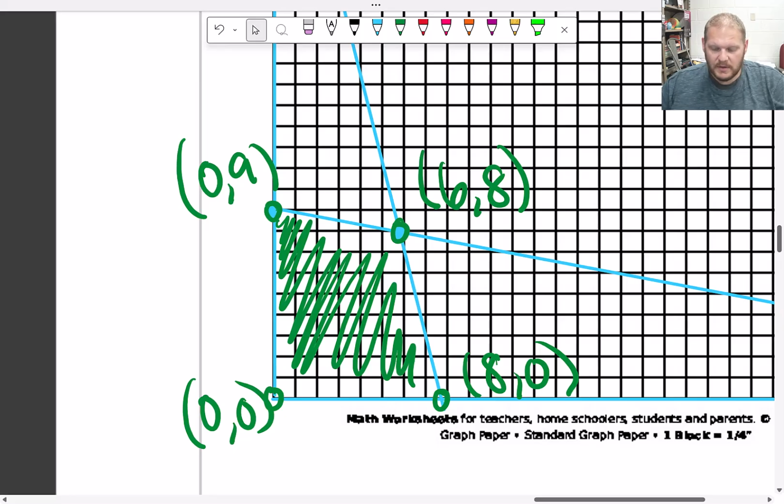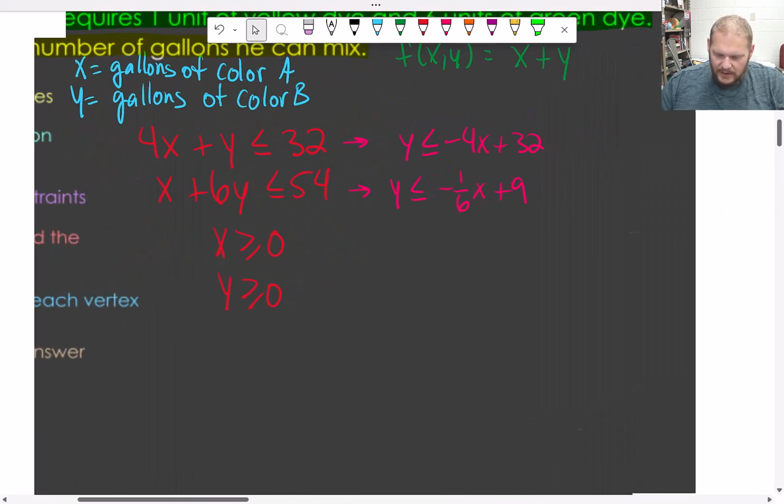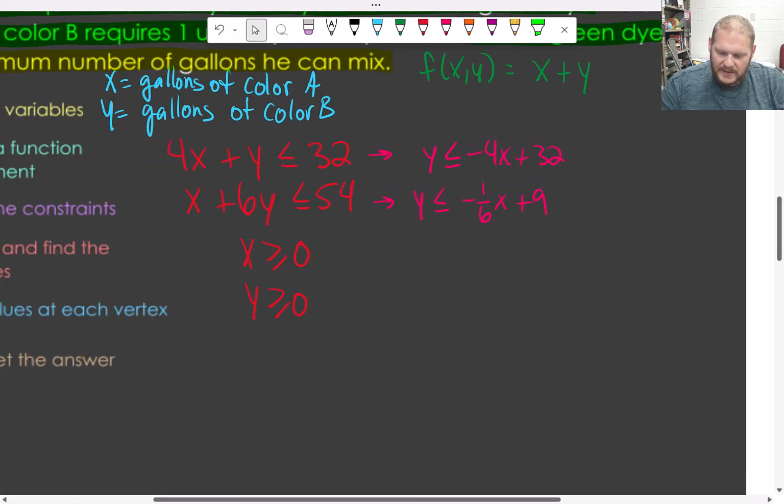That intersection out in the middle of space, that 6, 8, would be a little more challenging to do by hand. Obviously, you could solve it algebraically if you wanted to, but again, we've got our graphing calculators. You can put in y equals -4x plus 32 and y equals -16x plus 9 and have it find that intersection for you. Okay, so if those are my 4 coordinates, now I can go ahead and find what is our actual max value based on our equation up here of x plus y.